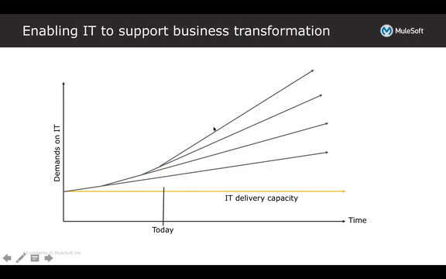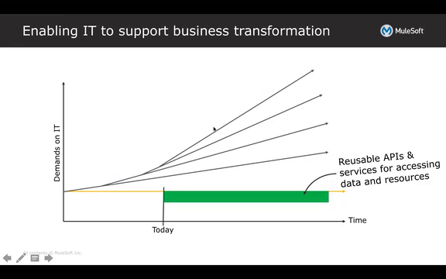So how could we enable IT to support business transformation? Well, we could take that delivery capacity we have and we could instead focus on building reusable APIs and services, things that can be accessed and discovered.